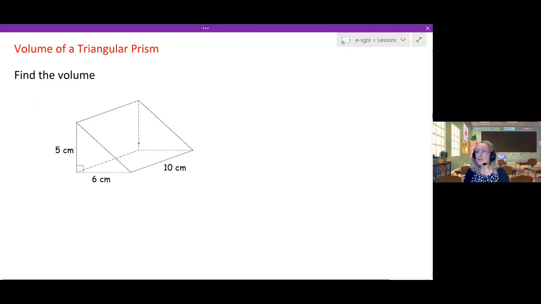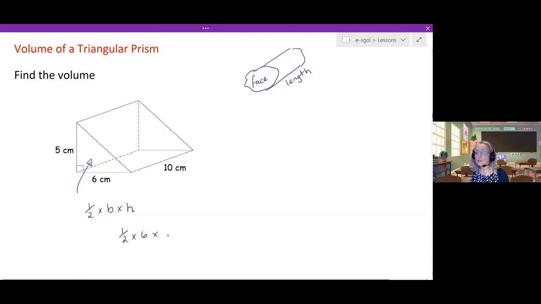So if we remember what was written on the exam paper, we had to find the area of the face, and then we've got to multiply that by the length. So in this case, my face here is a triangle. So this is going to be a half multiplied by the base multiplied by the height. So the area of the triangle here is going to be half multiplied by 6 multiplied by 5.